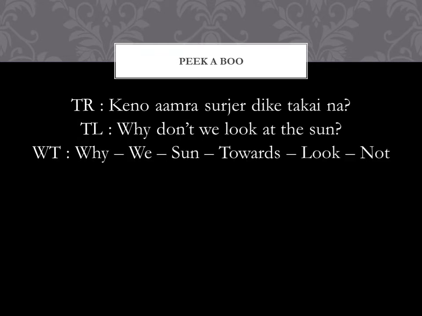Let's have a look at some examples. কেন আমরা সূর্যের দিকে তাকাই না? This is a question sentence, but even in that case, the negative form of the verb is at the end of the sentence. The subject is towards the beginning of the sentence. In this case, the first word of the sentence is a question word, but we are free to move it around. So we can also have the sentence like this: আমরা সূর্যের দিকে কেন তাকাই না?